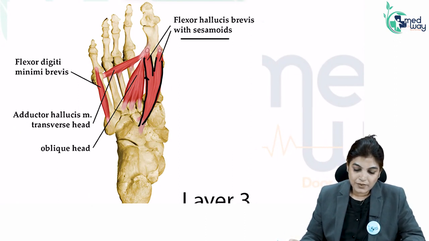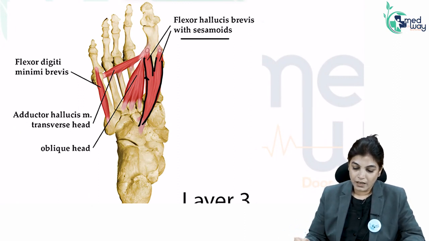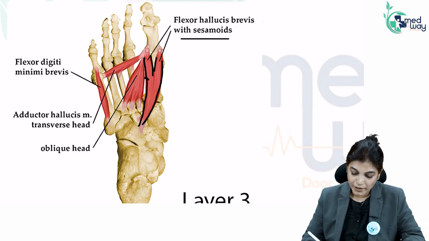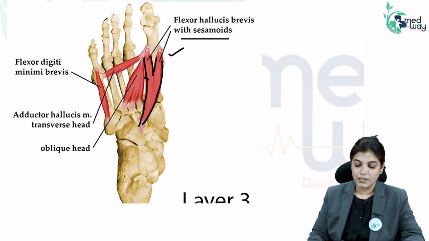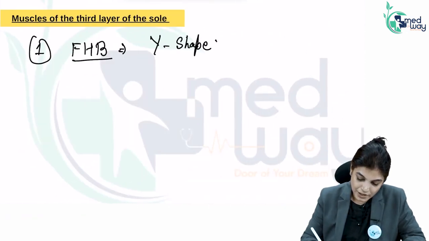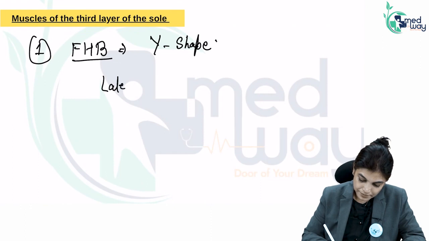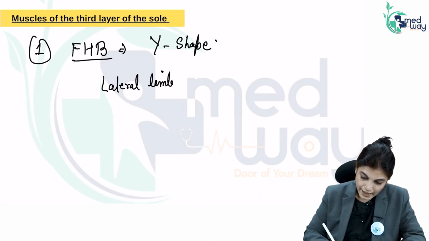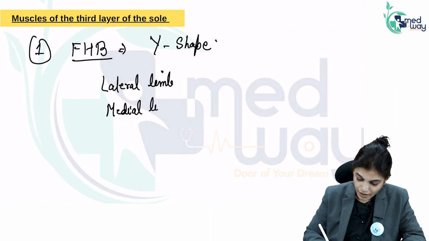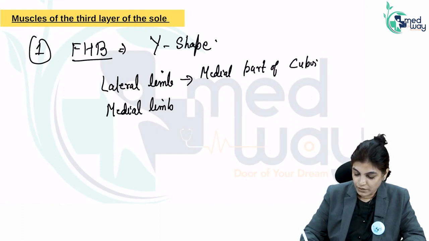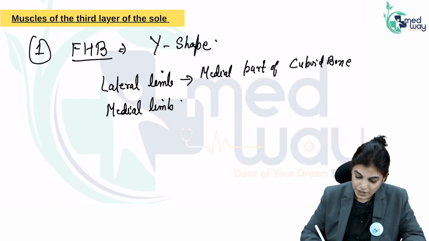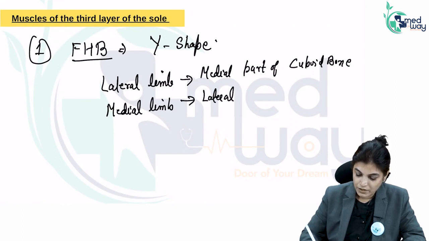Flexor hallucis brevis has a lateral and medial limb. The lateral limb is from a part of the cuboid bone, and the medial limb is from the cuneiform bone, and it inserts on the proximal phalanx of the big toe as shown in the image. So write down, it is a Y-shaped muscle having a lateral limb and a medial limb. The lateral limb arises from the medial part of the cuboid bone, and the medial limb arises from the lateral aspect of the cuneiform bone.